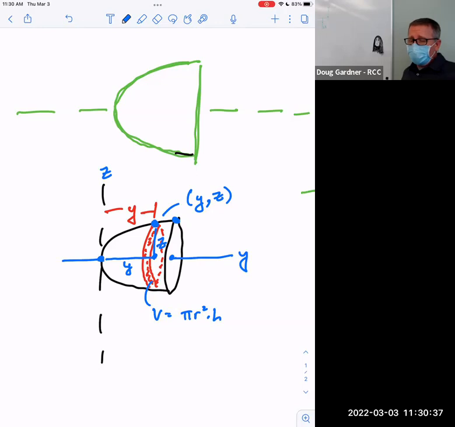But the question is, what do I call those in the context of my problem? There's no R's and H's in my picture. There's Y's and Z's. Squared times... What do you say? Pi Z squared. I'm just going to write what you say and then we'll talk about it. I don't know the height, but I guess... Times Y. Times Y. It's reasonable.